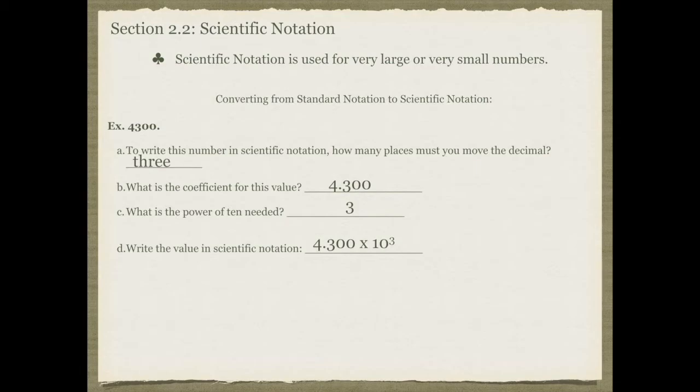Now, the reason why it's a positive 3 and not a negative 3 is because I took a large number, 4,300, and made it into a smaller number. So to make up for that fact, I've got to multiply it by 1,000, which is 10 to the third. 4,300 and 4.300 times 10 to the third, they are the same number, just in different notations. Standard notation is the 4,300, while 4.300 times 10 to the third is in scientific notation.